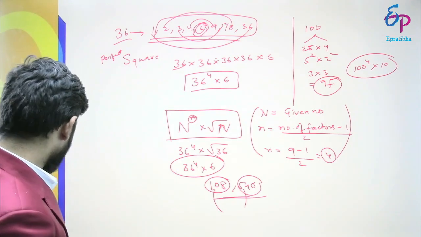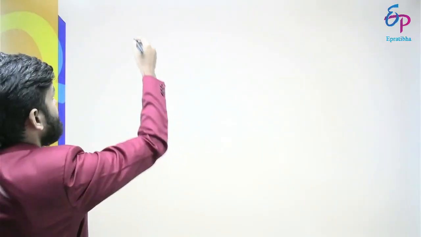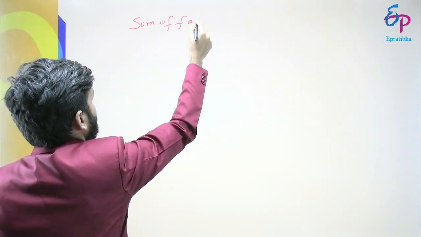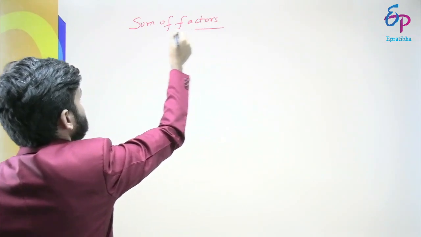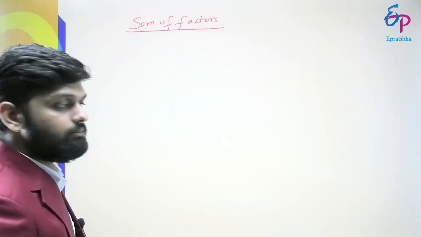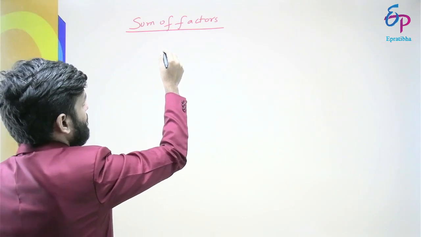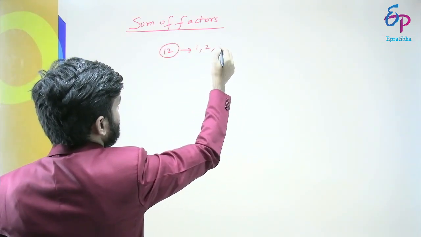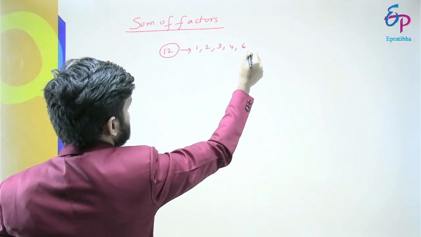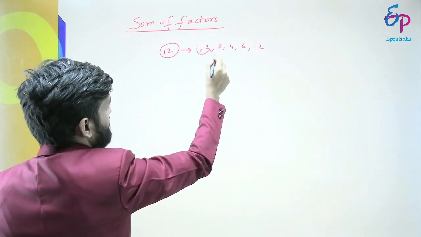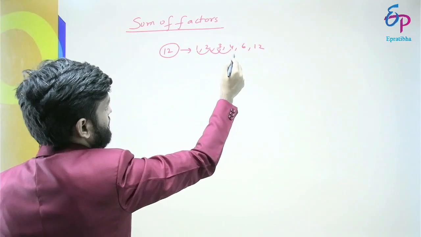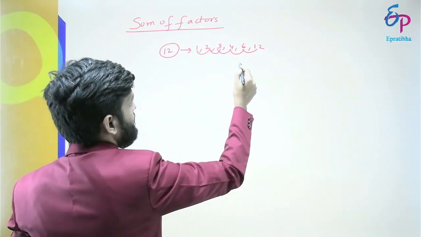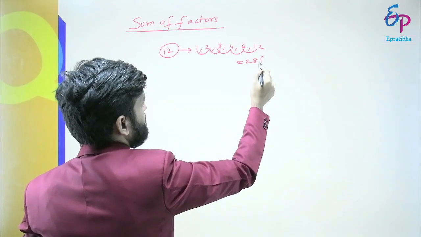There is only one more. What is the sum of factors? Now how to get the sum of factors, we'll see. How to get the total sum of factors for 12? 12 has 1, 2, 3, 4, 6, 12. So 1 plus 2, 3, 3 plus 3, 6, 6 plus 4, 10, 10 plus 6, 16, 16 plus 12 it is 28. But this is an easy number.